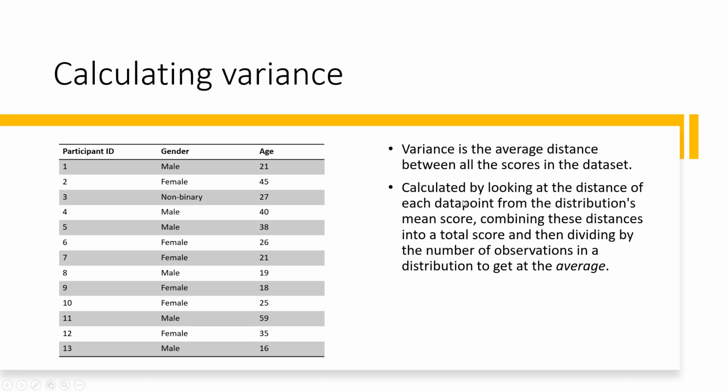So it's calculated by looking at the difference between each of your data points and the sample's mean score. And then you have to combine these in such a way that you could then divide them by the total number of observations to get an average. And we'll see how we do that now.